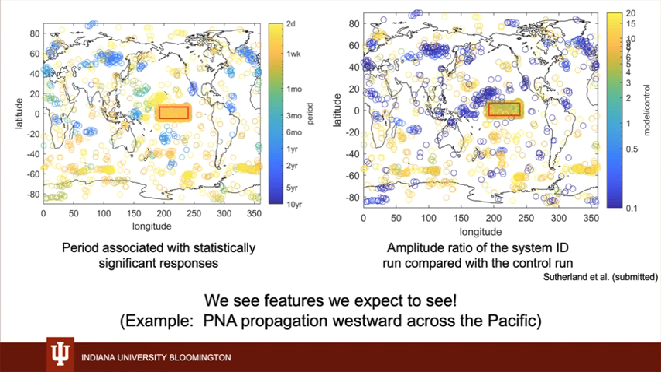So this is the frequency as well. And on the right, we calculated the amplitude ratio. So compared to the control run, how much does the system identification run perturb the system? And you can actually watch signals kind of propagate across. So we identified the PNA propagation westward across the Pacific. I'm sure there are others.